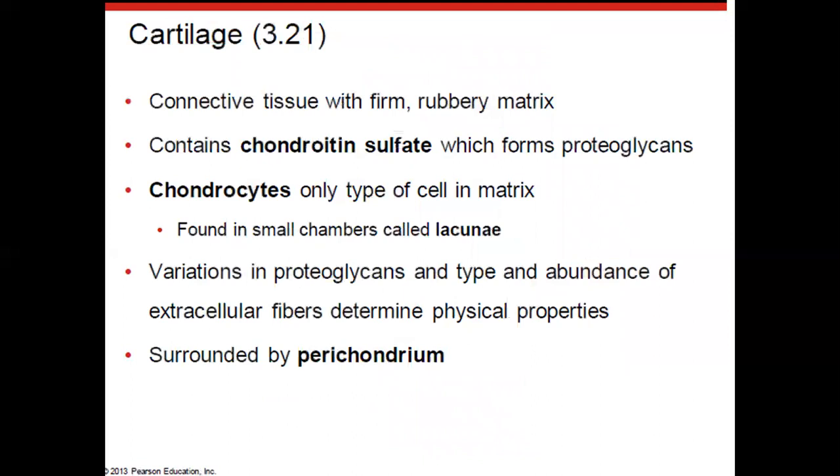Cartilage is another type of connective tissue. And there's 3 types of cartilage. All cartilage has a firm rubbery matrix, it's kind of fluid component, that contains what's called chondroitin sulfate, which is a major portion of the tough part of cartilage. In that matrix, there's chondrocytes, and chondrocytes are trapped in a small chamber called a lacuna.